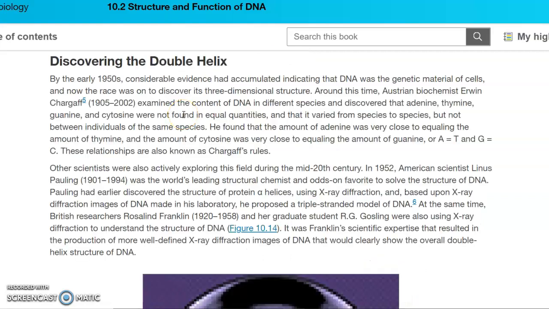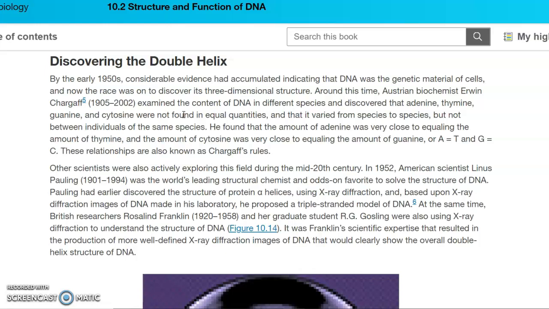Okay, so now we know DNA is the genetic material of cells. We know these nucleotides. We know what they're composed of. So now we're trying to discover what is the actual structure of DNA.